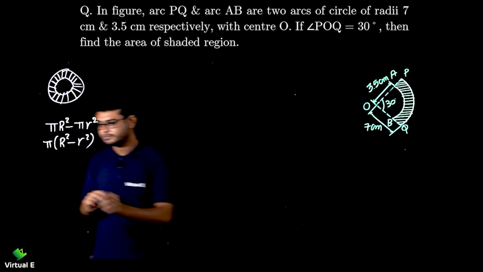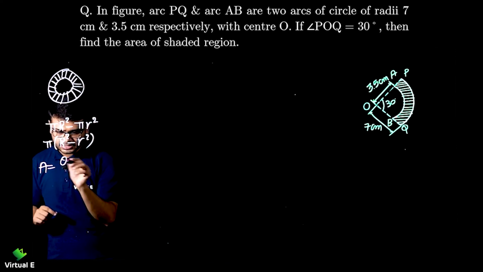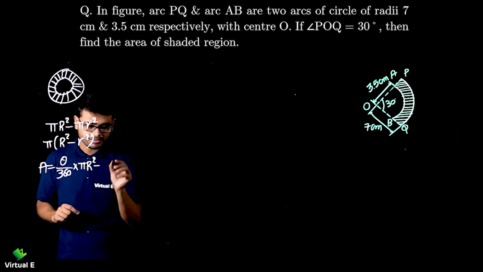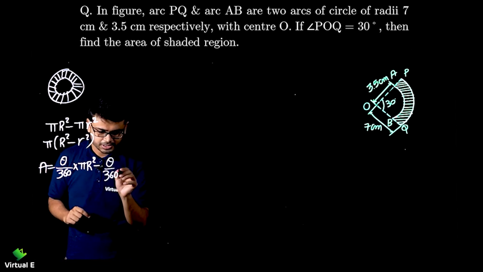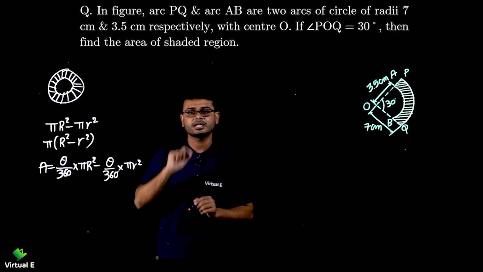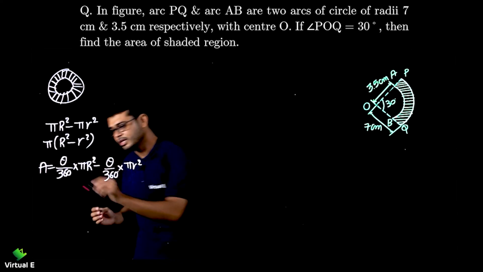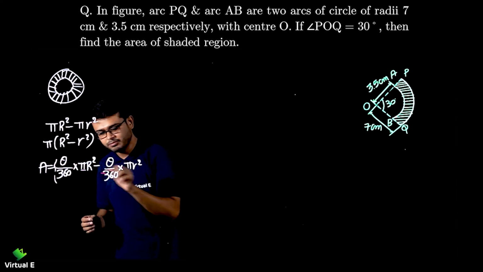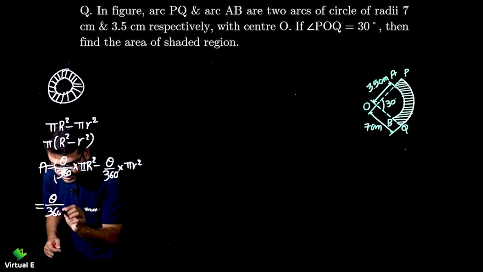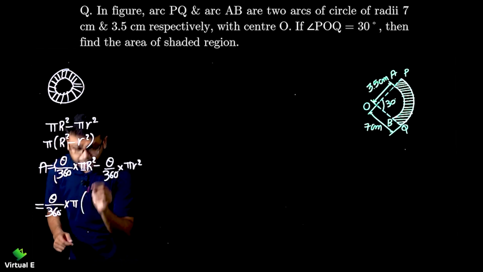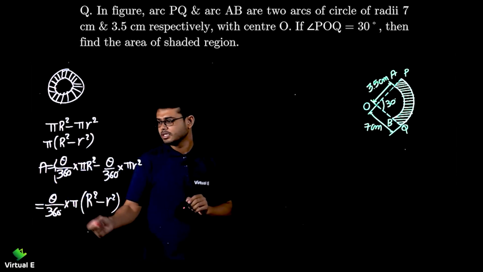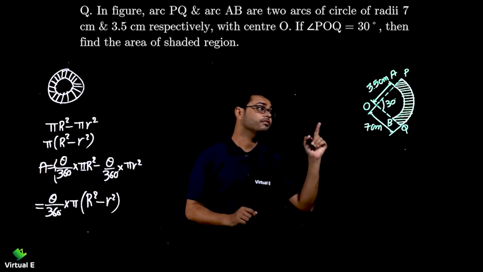Now what's the formula for that? It is theta by 360 degrees into pi capital R square minus theta by 360 degrees multiplied by pi small r square. Now see which quantities are the same in both of them. We'll take it common. So this theta by 360, then pi. So let's take it out. That is theta by 360 degrees multiplied by pi, and what's left? Capital R square minus small r square. So this is how we are going to find the area of this sector.